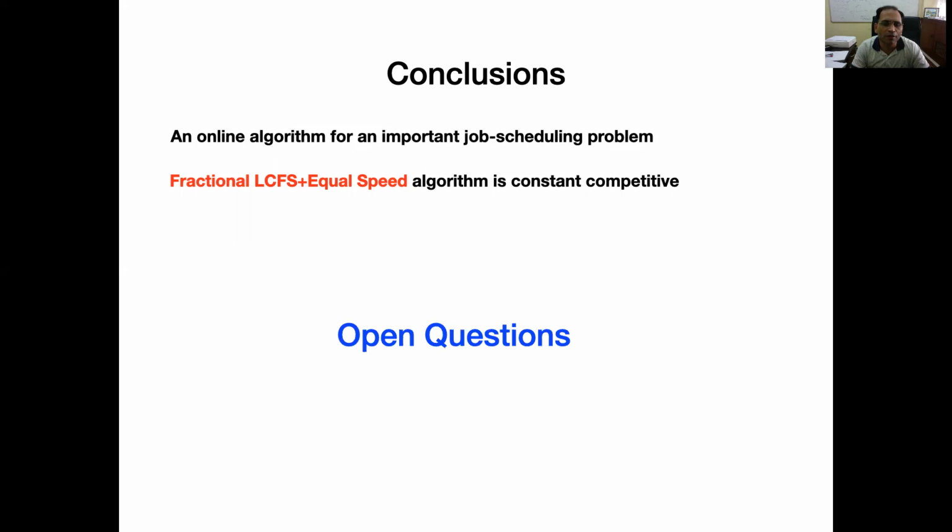Some of the open questions which remain for this problem are: what is the optimal competitive ratio? We have been able to show that the competitive ratio of our algorithm is constant. First of all, we don't know if that is tight. Can we improve the performance of our own algorithm itself, or do we need a new algorithm to improve the competitive ratio? And more importantly, what's the lower bound on all online algorithms? Both of these are active areas of research, and we are actively looking at solving both these problems.